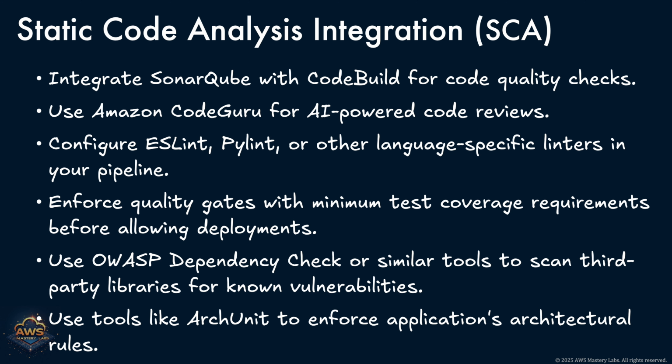You can also incorporate tools like OWASP Dependency Check to analyze third-party dependencies for known vulnerabilities. This helps mitigate risks from external libraries and frameworks by alerting you to insecure versions before they're deployed. Beyond code syntax and dependencies, some teams use tools like ArchUnit to enforce architectural rules. For example, making sure certain layers or modules don't depend on each other directly.